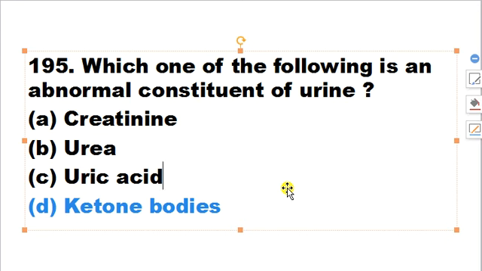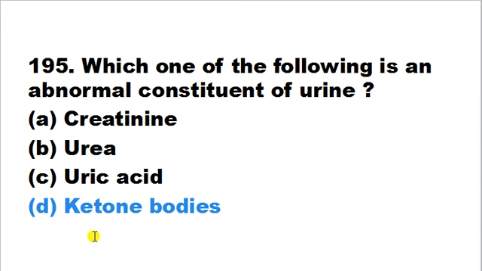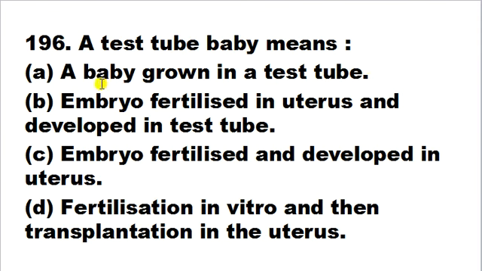A test tube baby means a baby grown in a test tube: embryo fertilized and developed in the uterus, fertilization in vitro and then transplantation into the uterus. What happens in test tube baby formation, or in vitro fertilization? This is also known as IVF, in which the embryo is developed outside the womb or uterus. That means the fertilization takes place in a test tube, and then after the formation of the embryo it is transplanted into the uterus. So here the correct answer would be D. That means fertilization in vitro.